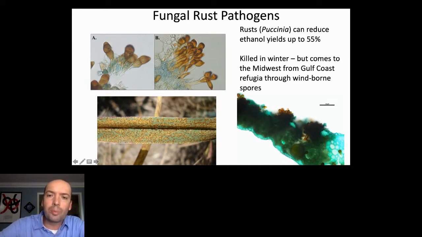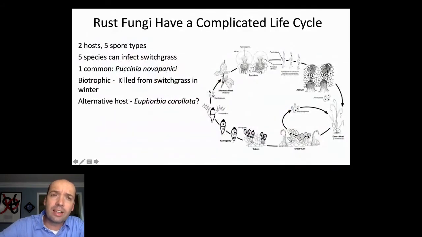And the rusts are pretty wild because they show up every year. We think they're killed off in the winter, and we think they come up to the Midwest from the Gulf Coast refugia through wind-borne spores every summer. The rusts have a very complicated life cycle. They have 2 hosts and 5 spore types. There are 5 different species of rusts that infect switchgrass, but there's one that shows up pretty much everywhere, which is Puccinia novopeniceae. This one is widespread, whereas the other ones are much rarer.